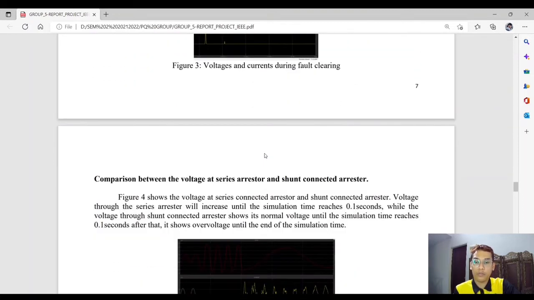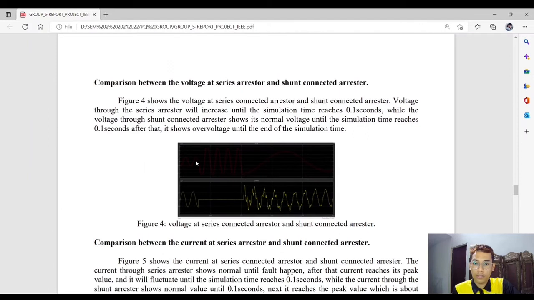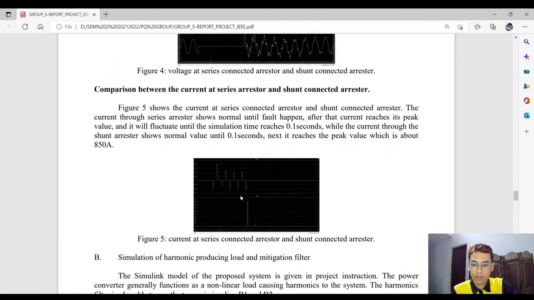So this is the comparison between the voltage at the series arrestor and the shunt connector arrestor. If you can see from here, the voltage through the series arrestor will increase until the simulation time reaches 0.1 second, while the voltage through the shunt connector arrestor shows its normal voltage until the simulation time reaches 0.1 second, and after that. And from this graph, we can see that the current to the arrestor is normal until the fault happens, and when the current reaches its peak value, it will fluctuate until the simulation time reaches 0.1 second.